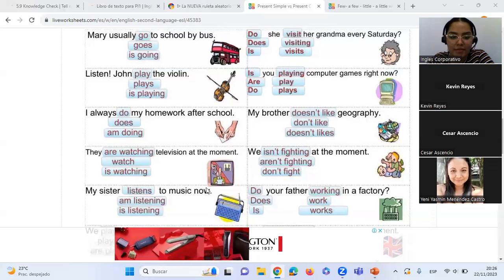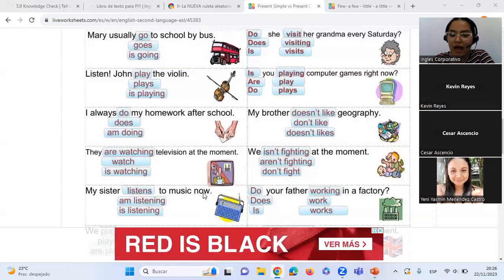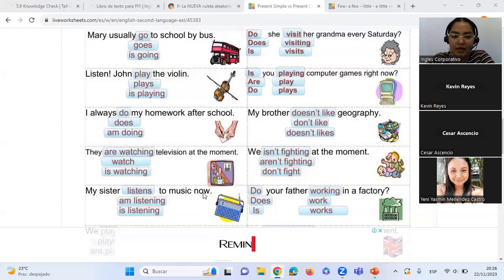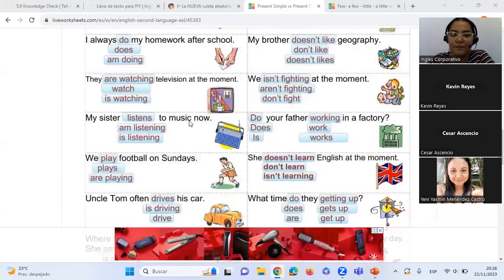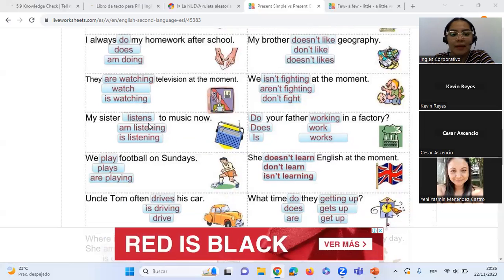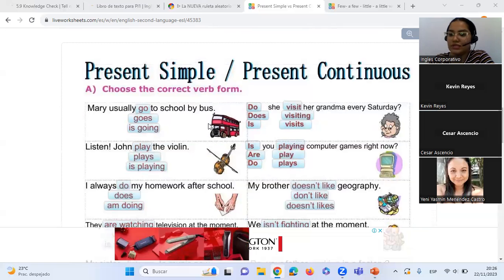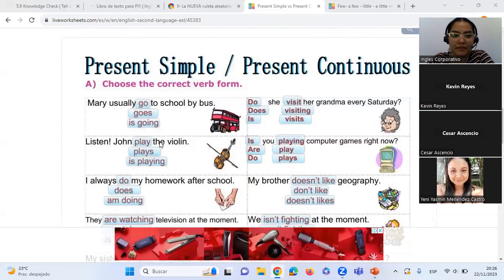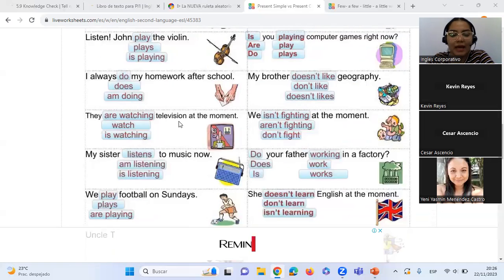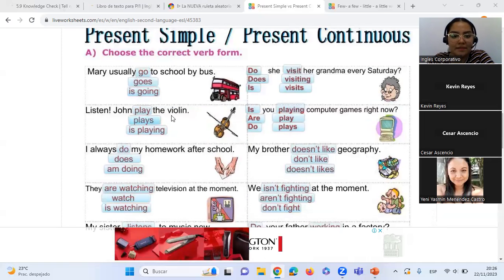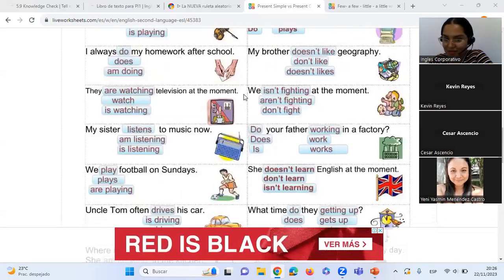Now, for example, now. We have now. Okay, está pasando ahorita. Now, ahora mismo. Right? We can say, my sister listens to music now. No. Aparte que el simple present lo utilizamos para hábitos, para cosas que hacemos diarias que son un hábito. Ok, voy a hacer con ustedes esta mitad de acá y la otra mitad la van a hacer ustedes.